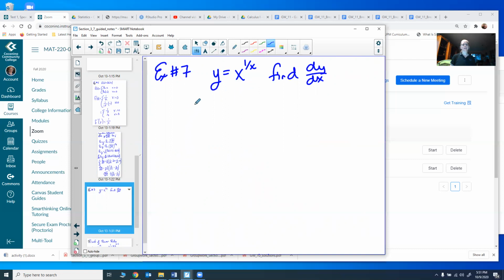And what we have to do is figure out how to do this. And the only way to find this derivative is actually using logarithmic differentiation. So we're going to take the natural log of both sides.